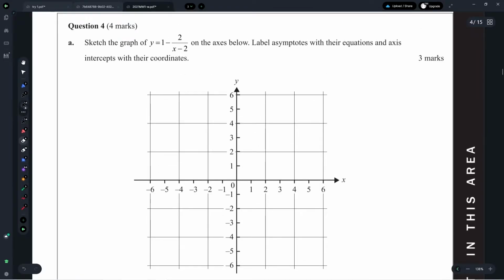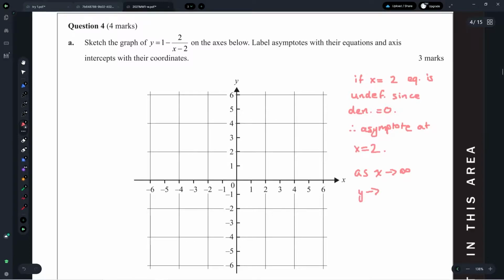The first thing I like to do with these questions is to find the asymptotes. So here we know that the equation is undefined when x equals 2, because you have a denominator of 0, which can't be, so we know there's an asymptote at x equals 2. Also, we know that as x approaches infinity, y approaches 1. You obviously can't reach infinity, so that gives you an asymptote. And as x approaches infinity, you get 2 divided by an infinitely large number, which equals 0, so we get y equals 1 minus 0, which is 1.